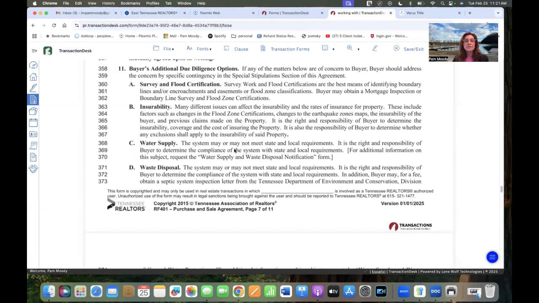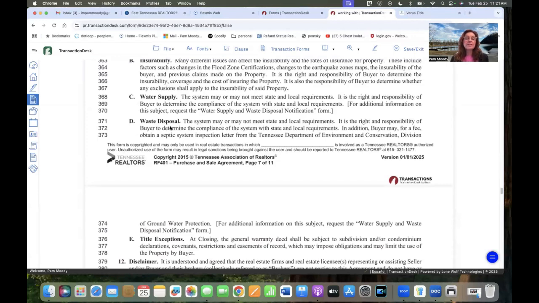The water supply, the system may or may not meet state and local requirements. It is the right and responsibility of buyer to determine the compliance of the system with state and local requirements. For additional information on this subject, request the water supply and waste disposal notification form. So I'd get that for you.